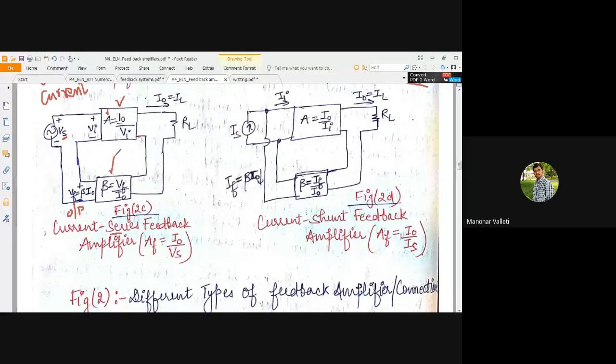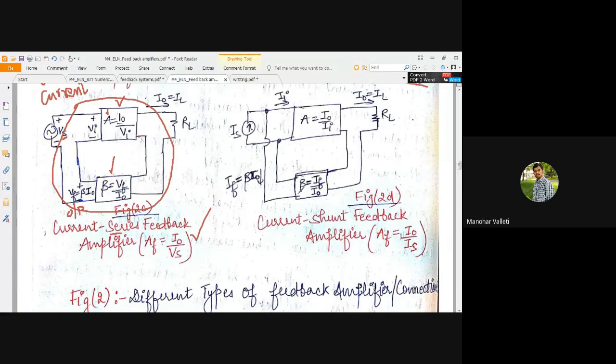The same way beta definition, beta equal to output is VF and input is I naught. VF by I naught. Now what about AF? Output is I naught and input is VS. So AF equal to I naught by VS. And the effective input appearing at the input of the amplifier is the difference of VS and feedback signal. We already proved it, so we need not prove it again here for this current series feedback also.